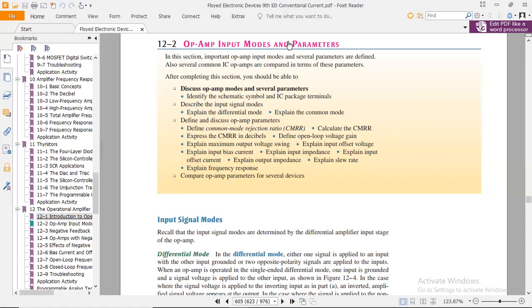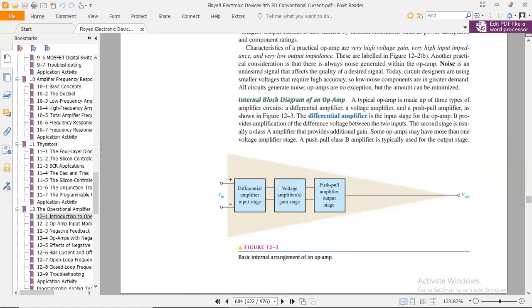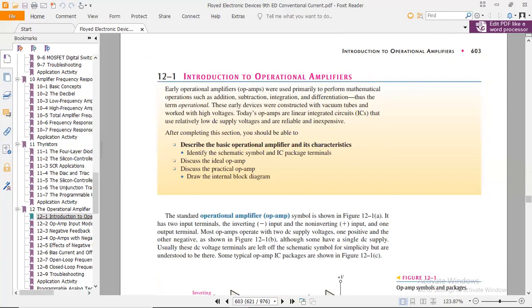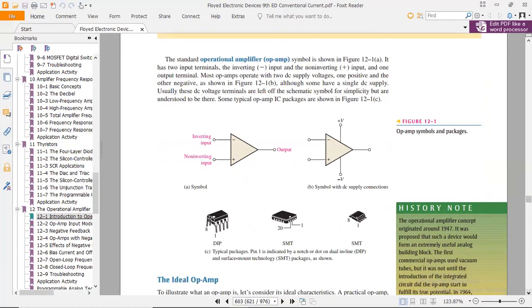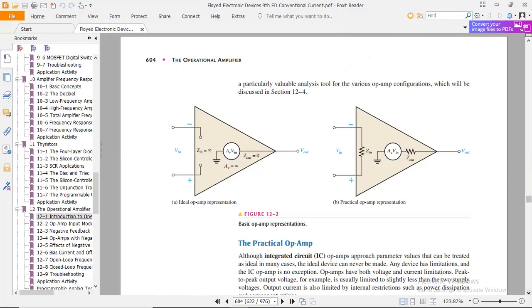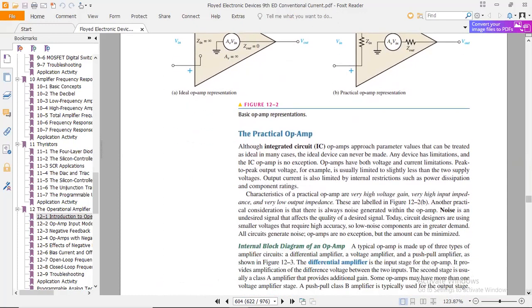So the topic of our lecture today is op-amp input modes and parameters. Before that, we started chapter number 12, the operational amplifier, an introduction to the operational amplifier, in short called op-amp. In the previous session, we covered the inverting and non-inverting inputs, and the input impedance and output impedance of an op-amp. The concept of impedance we already discussed in the previous session.